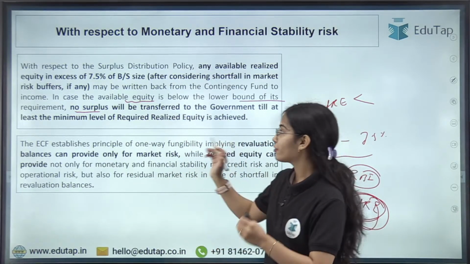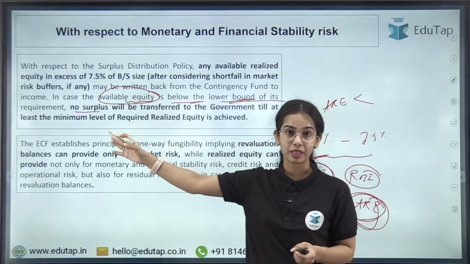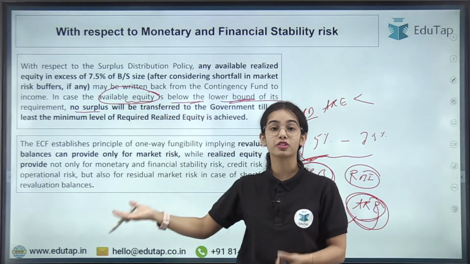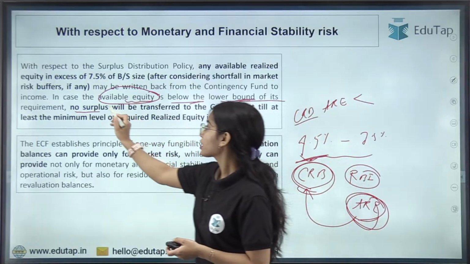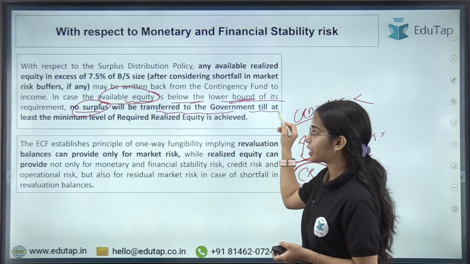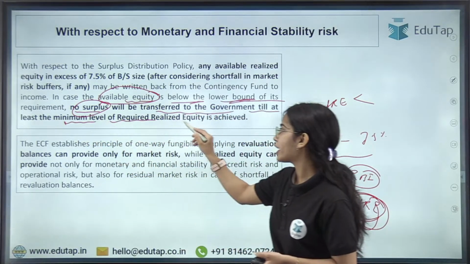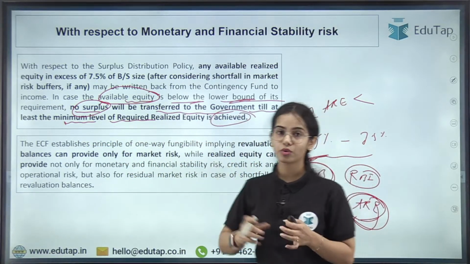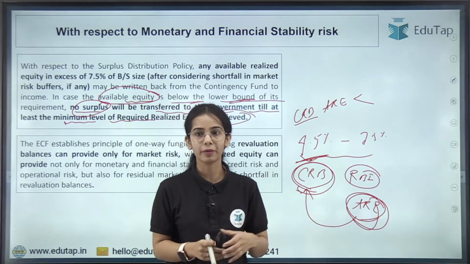This is the idea, that if the available realized equity is below the lower bound of its requirement, that means the RBI does not have enough buffers. First, RBI will be filling its buffer. So no surplus will be transferred to the government of India till at least the minimum level of required realized equity is achieved. So at least the minimum level of realized equity should be met. Okay. So this is the idea.